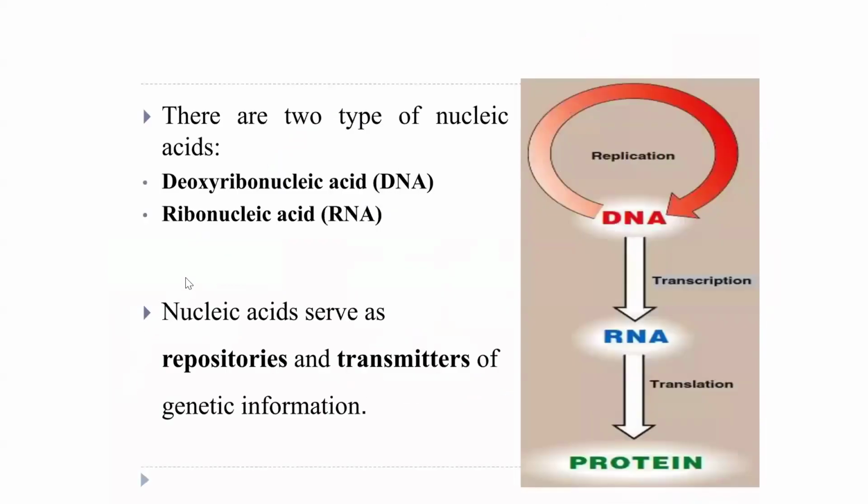Okay, now we have two types of nucleic acids. We have DNA, which stands for deoxyribonucleic acid, while RNA stands for ribonucleic acid. So these are the two types of nucleic acids that we have.